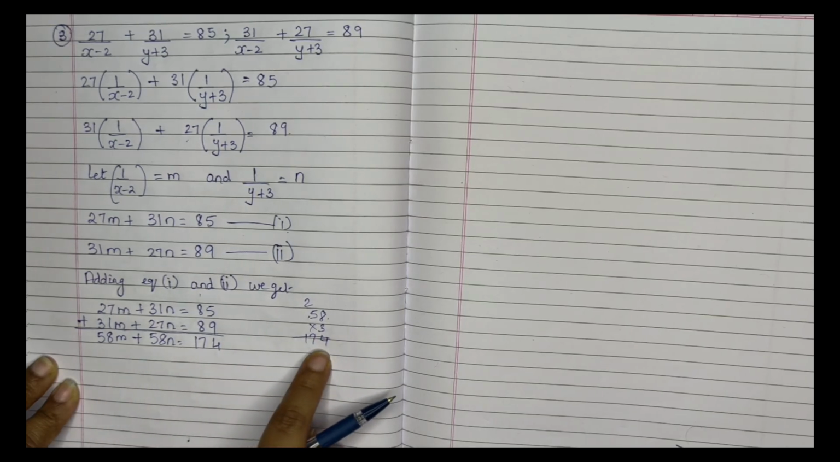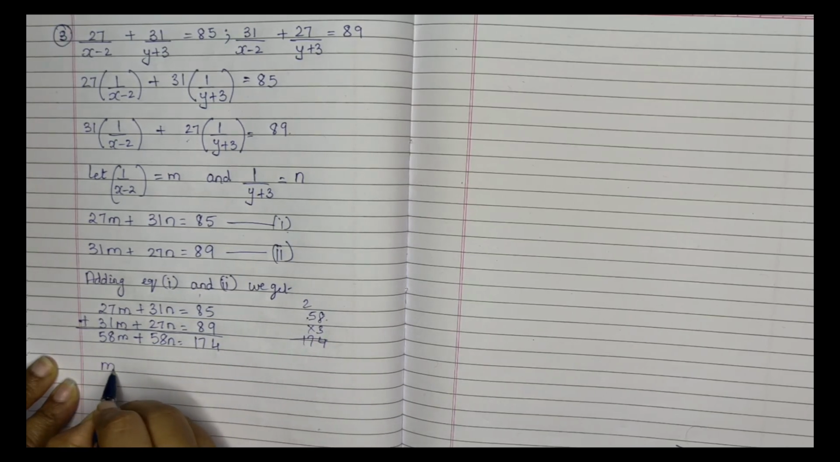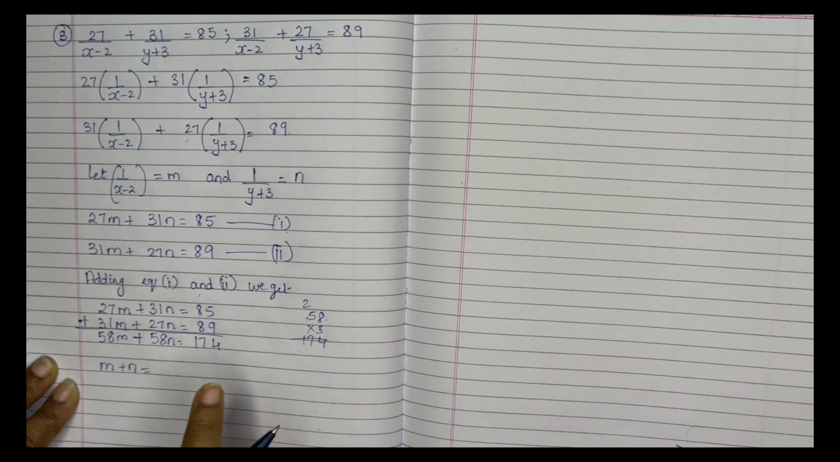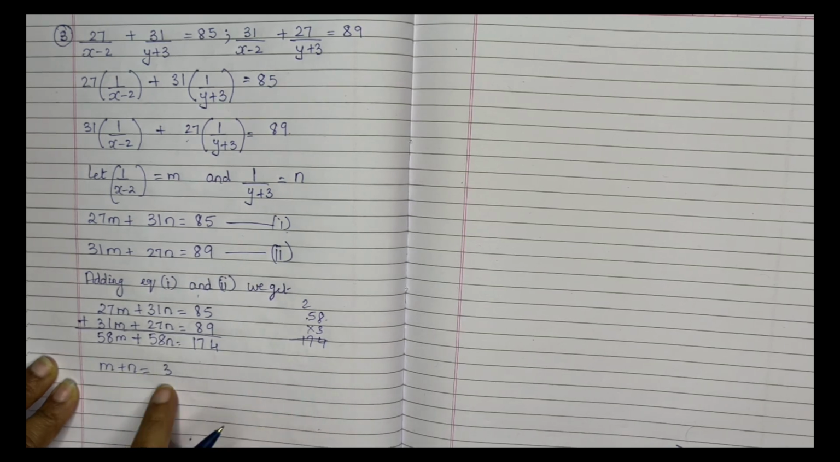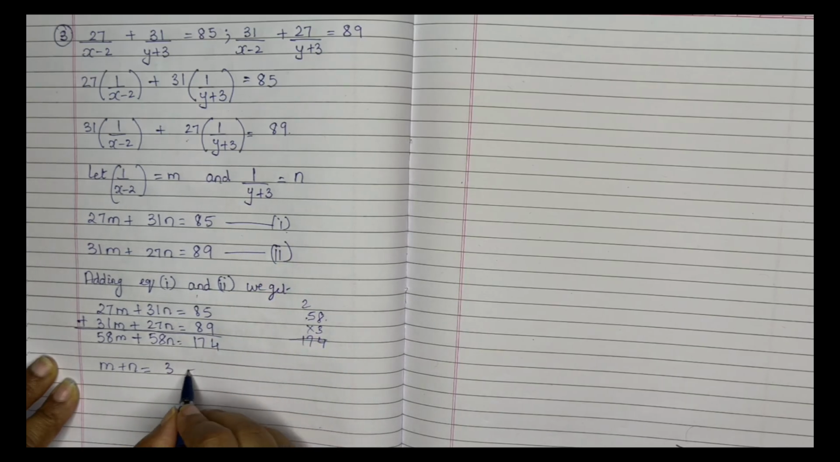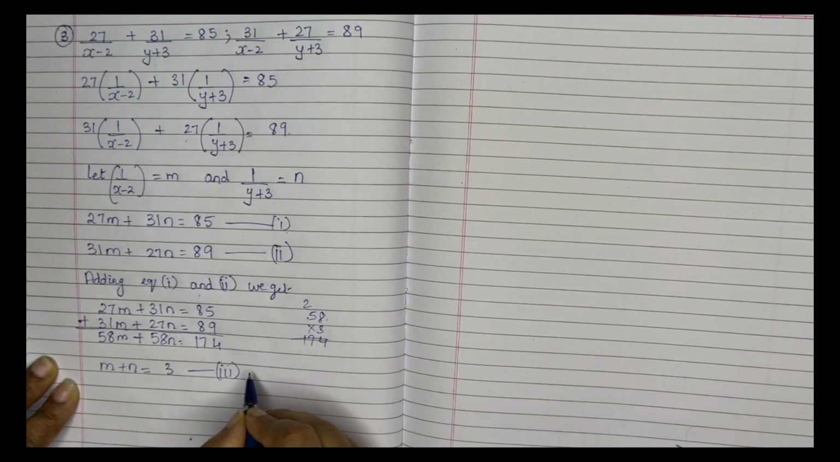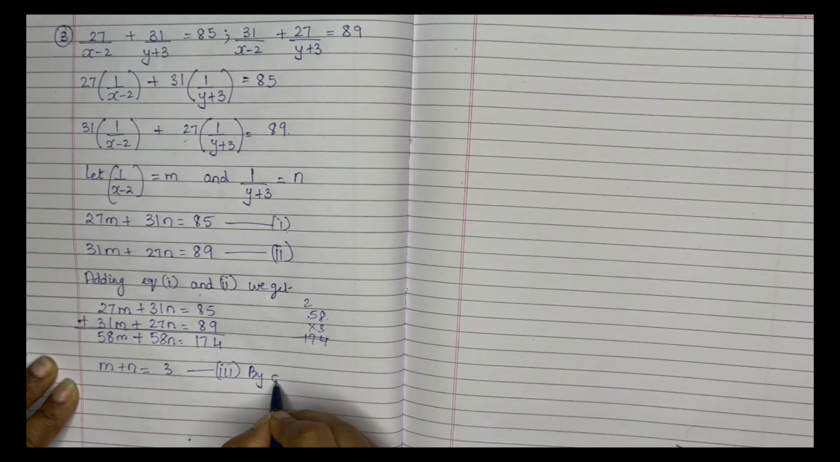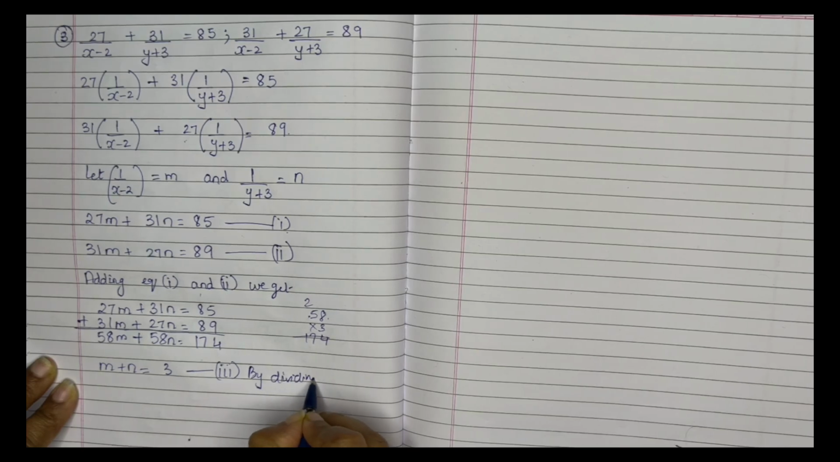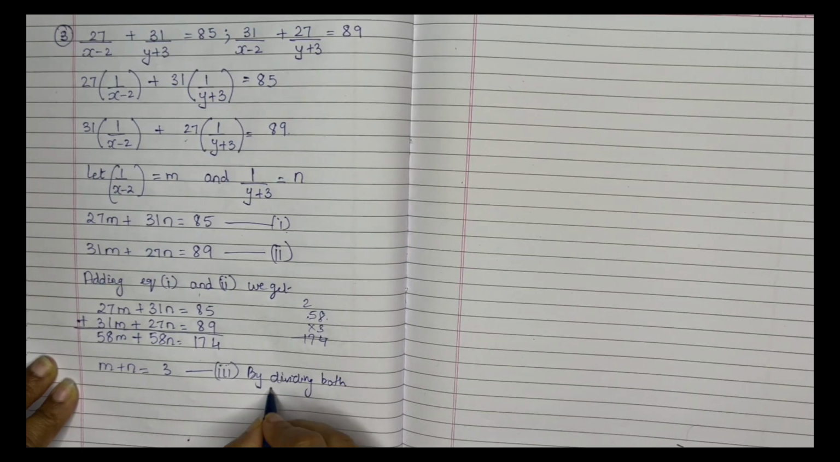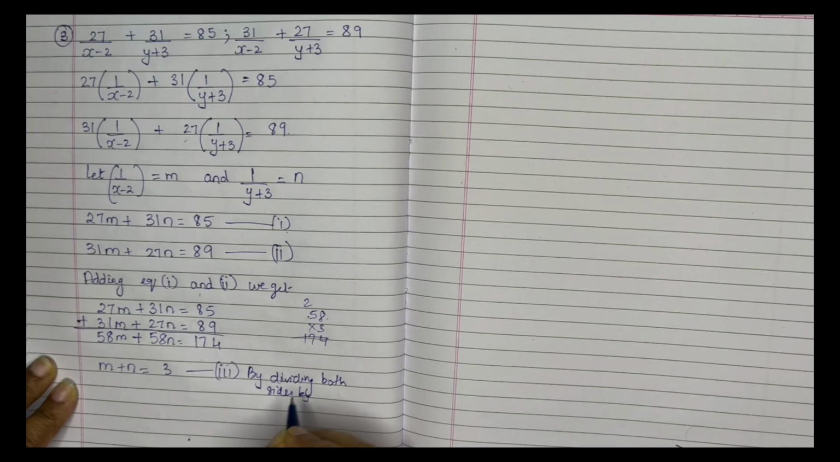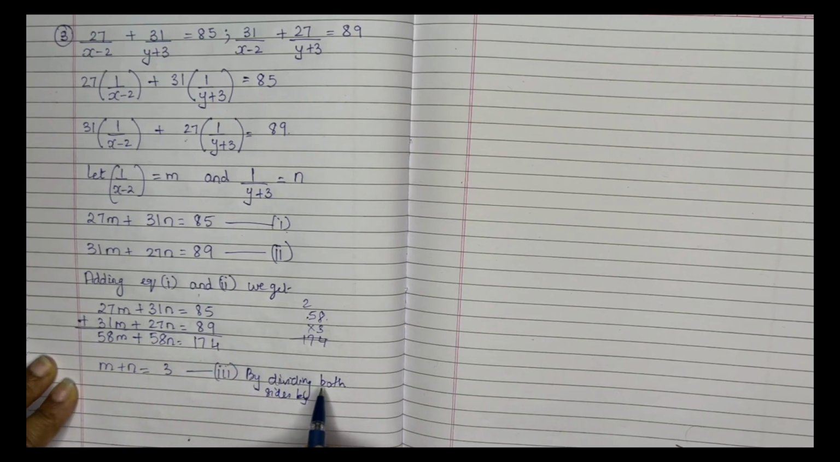So when we divide this equation, we will get m plus n is equal to 3. Okay, so here we will write, this is a new equation, we will write this as the third equation, and here you can write by dividing both the sides by 58. Okay, so this is the new equation.